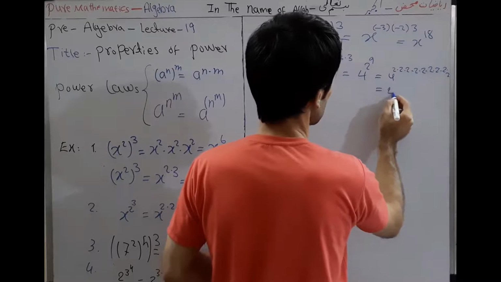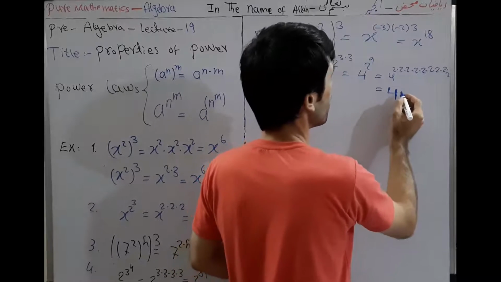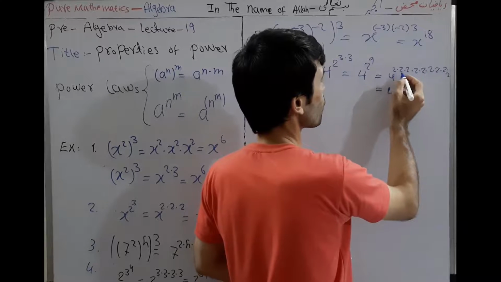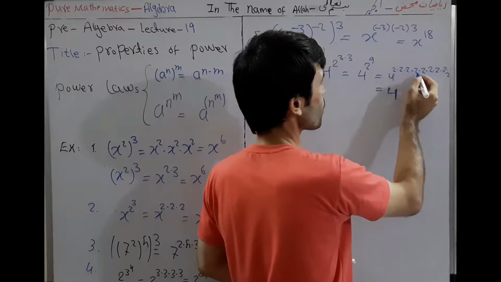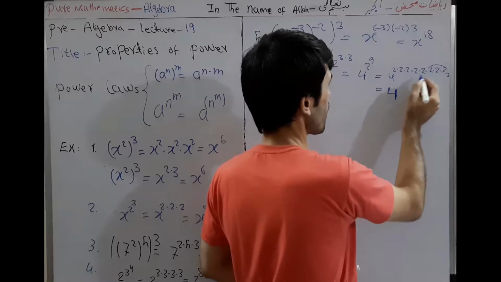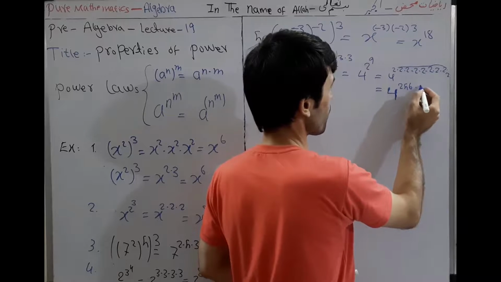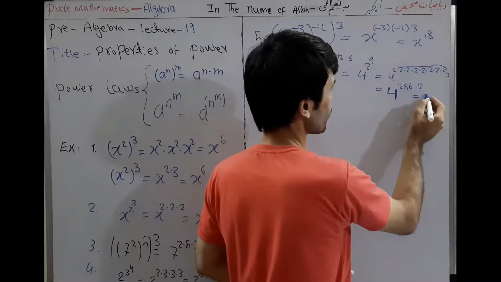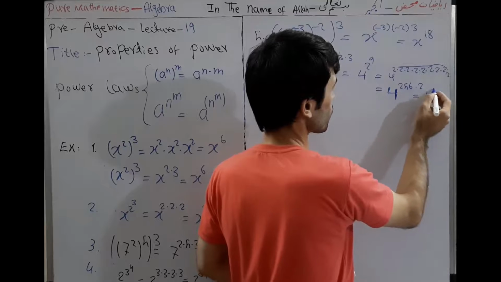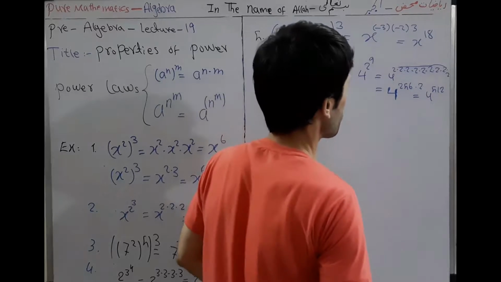It is equal to 4 to the power 2 multiplied by 2 multiplied by 2, 8 times. 256 multiplied by 2 is 512. So it is equal to 4 to the power 512.